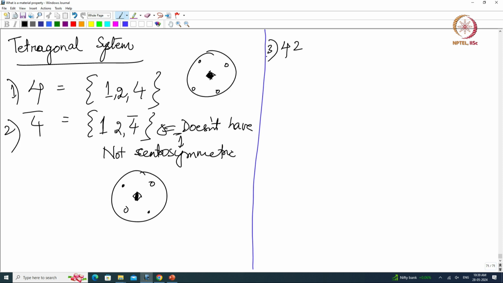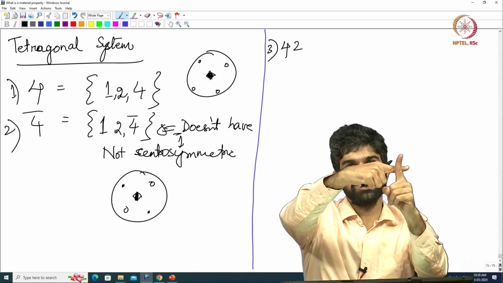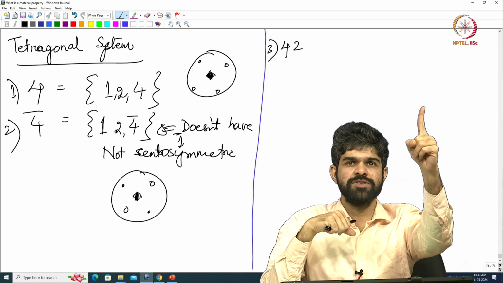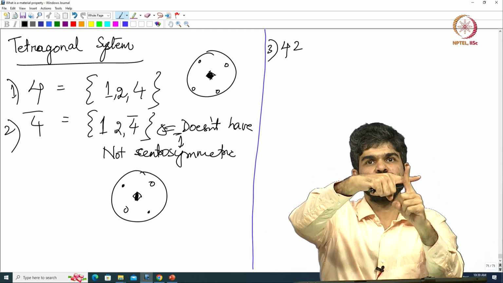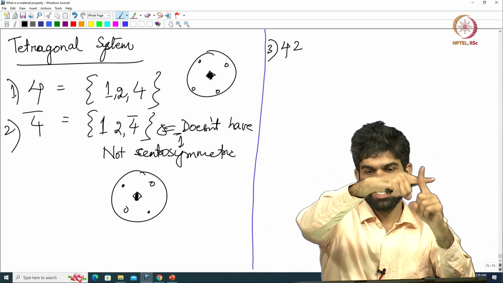So, I am not going to derive every point group, but I am going to just tell you the way of developing all the point groups, right. So, if I add another operation, right. I have a fourfold axis of symmetry, then I will have a perpendicular axis, and this fourfold axis of symmetry anyway has a twofold axis of symmetry, right. So, I will have a perpendicular axis which has a twofold axis of symmetry, right.